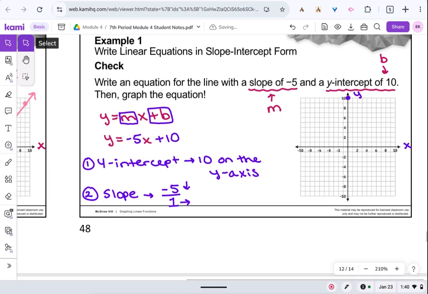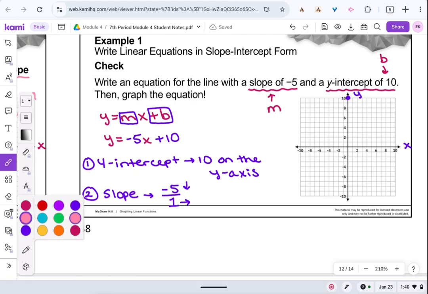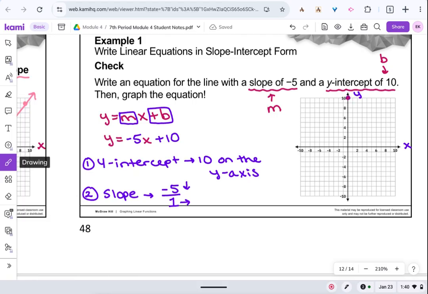Again, we're starting at that starting point of 10. So from 10 here, we're going to go down 5 boxes, 1, 2, 3, 4, 5. And to the right 1, and that's where our point will go. And then we'll go ahead and do it again. 1, 2, 3, 4, 5. To the right 1. And then again, down 5, right 1. And then again, down 5, right 1.